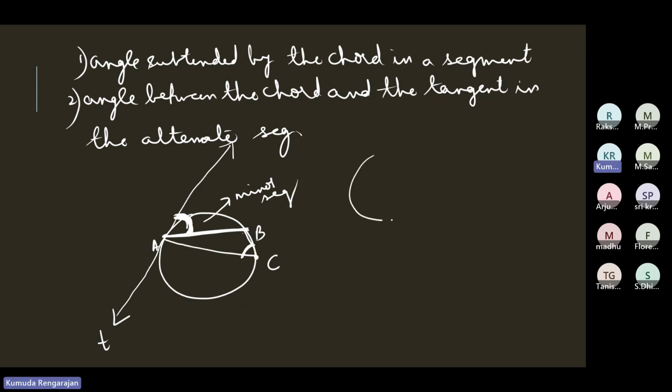And for the same figure, if you're talking about the angle between the chord and the tangent here, and this is the major segment, then you should take a point in the minor segment and join the ends of the chord to that point. So these two angles will be equal. This angle is equal to this angle.